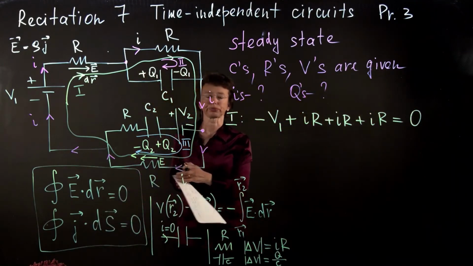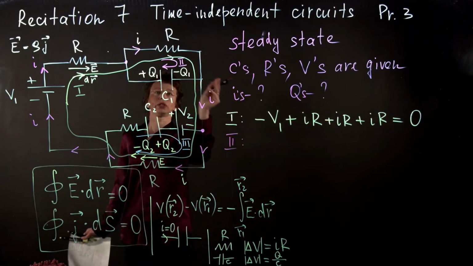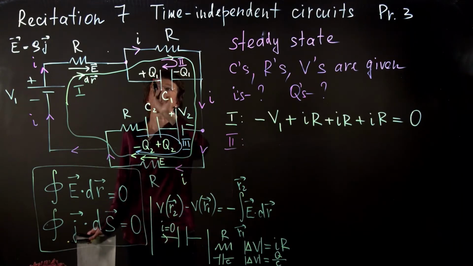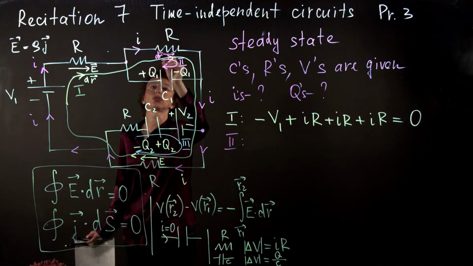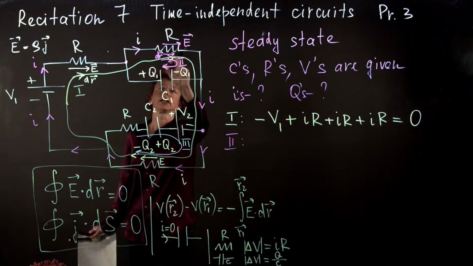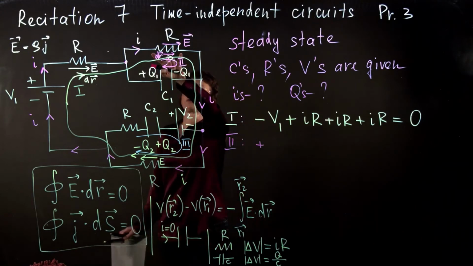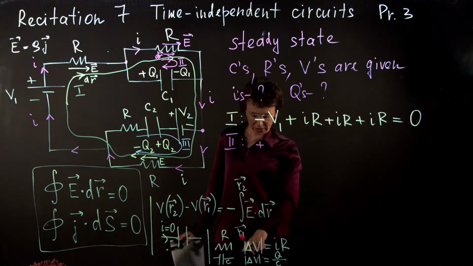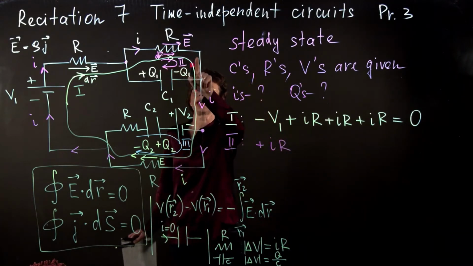Now loop 2. For loop 2, where do we start? Let's start with this resistor. Current is flowing to the right. We go in clockwise direction, which means that our dr is to the right. Electric field, rho J, is to the right. They are in the same direction. E dot dr is positive. I put plus. The magnitude of E dot dr is IR.